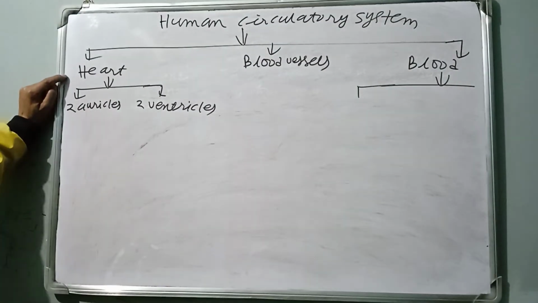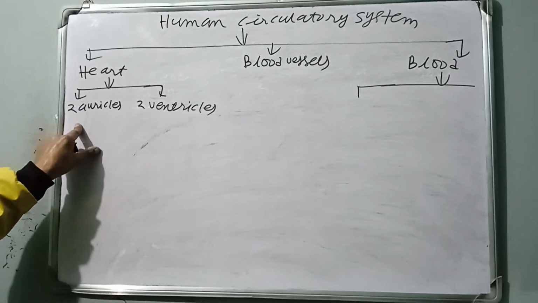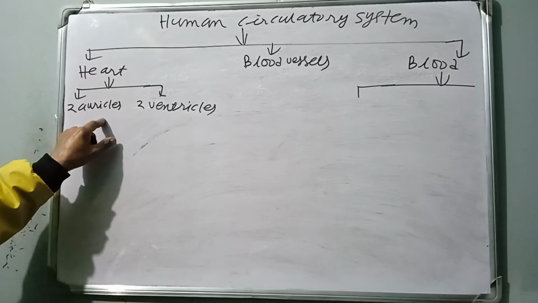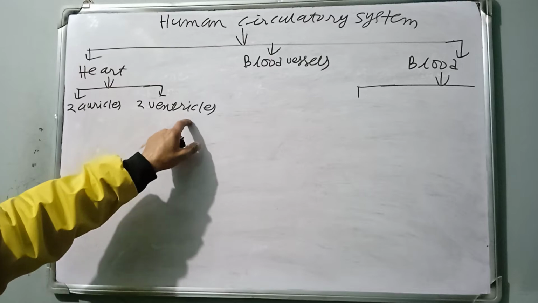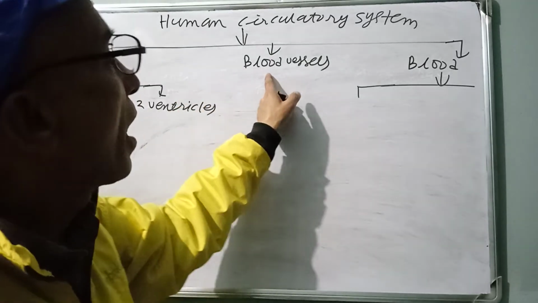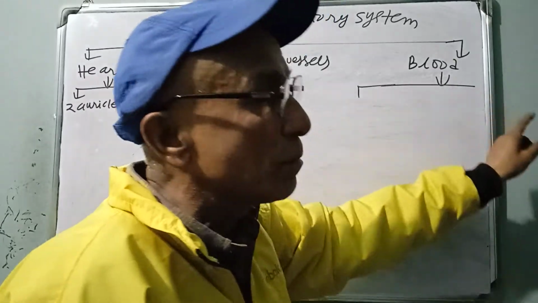First one, the most important, heart, pumping organ. The heart is the most important pumping organ. It contains 4 chambers: 2 auricles, left auricle and right auricle, 2 ventricles, left ventricle and right ventricle. Blood vessels: artery, vein and capillary. Blood: plasma and blood cells.